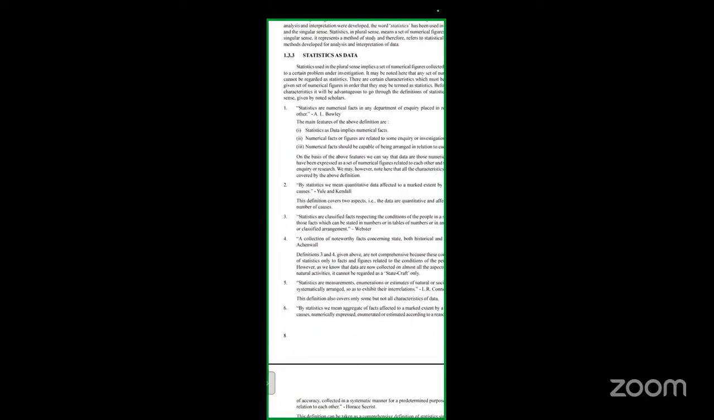Statistical data. By statistics we mean the quantitative data affected to a marked extent by a multiplicity of causes. Statistics are classified facts respecting the condition of the people in a state, especially facts which can be stated in numbers, in a table of numbers, or any other tabular or classified statement. There are different authors who gave definitions related to statistics. You can go through it.